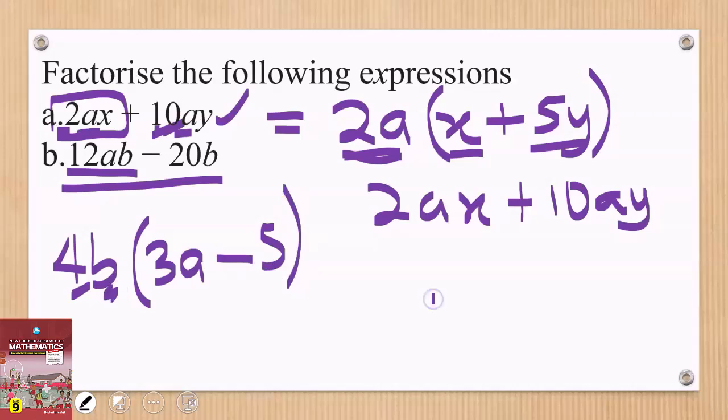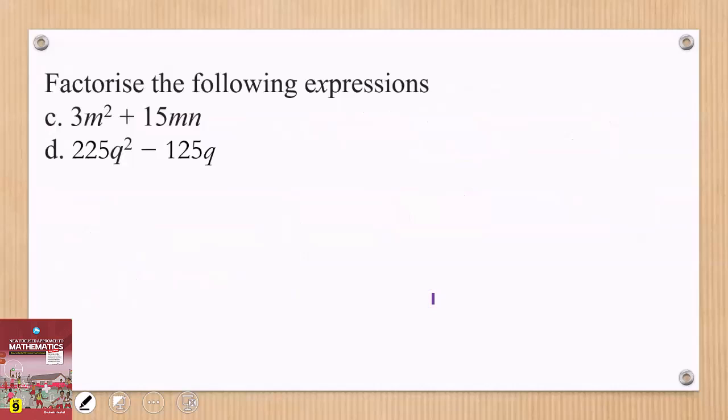Good. Now let's take another example and see. Here we have 3m squared plus 15mn. And so again, what is the common factor here? 3 can be a common factor because 3 can divide itself, at the same time divide 15. Somebody can also ask, why not 5? Because 5 can divide 15. Yes, 5 can divide 15, but 5 cannot divide 3. And so the highest common factor becomes 3.